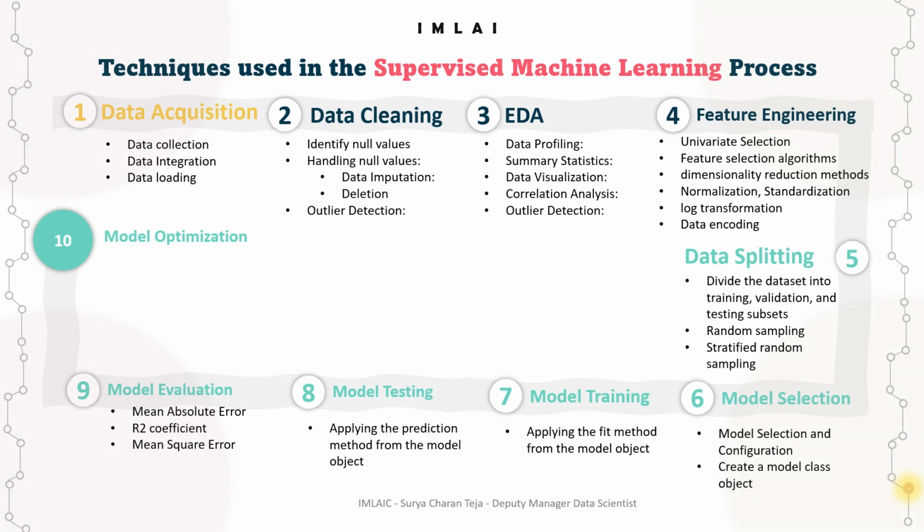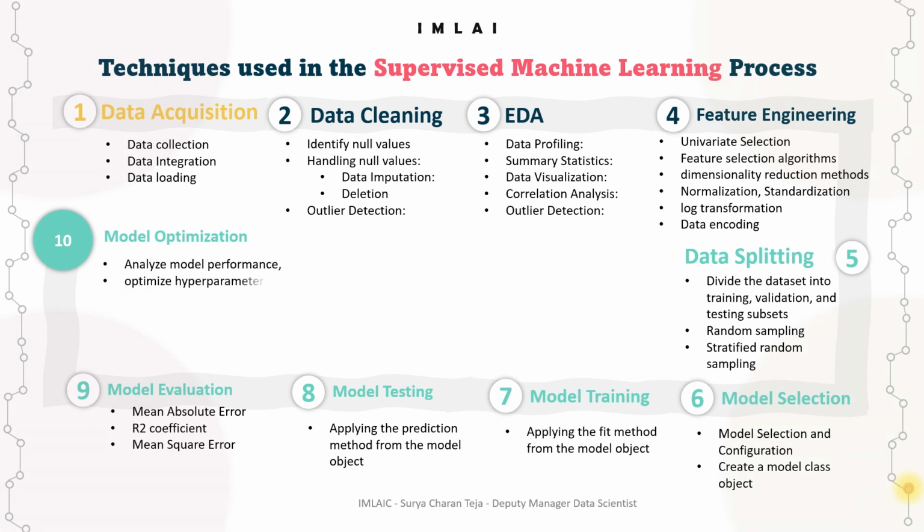Then you can use Bayesian optimization or gradient optimization, where stochastic gradient descent can be used, or else you can use ensemble techniques to optimize your model, or you can use automated hyperparameter tuning libraries such as Optuna, HyperOpt, Scikit-Optimize, or Scopt. So these are different tools.